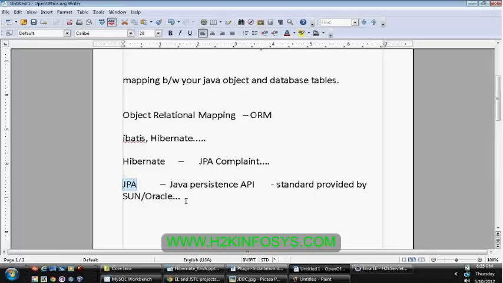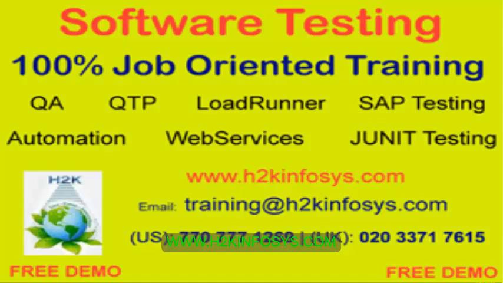JPA is a replacement for EJB entity beans. Not sure whether you guys are aware of EJB or not. EJB 3.0 is a lightweight framework, and with 2.0 they had entity beans, and with 3.0 they have removed entity beans and used JPA. So EJB was released by the specification team, and your Hibernate is now JPA compliant.